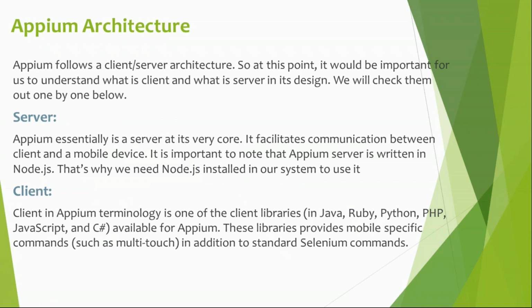This is the architecture, guys. As I told you, the Appium server will be running. So Appium essentially is a server and it is the core. As I told you, UI Automator and Appium are very important parts here for mobile automation. The Appium server is the communication bridge between the client and the mobile device. It's written in Node.js, and the client is nothing but the code we write in Java, Ruby, Python.